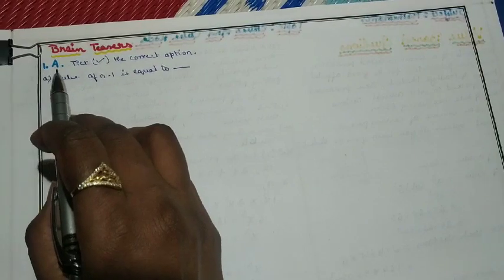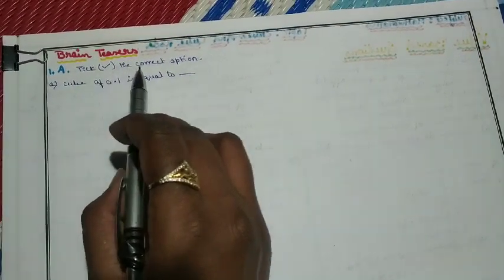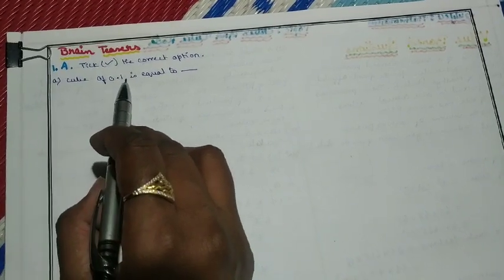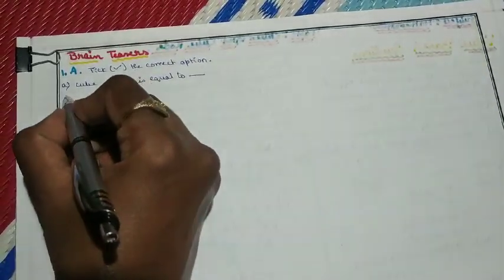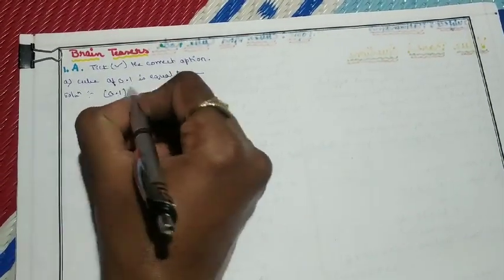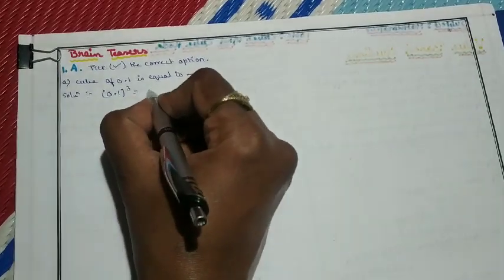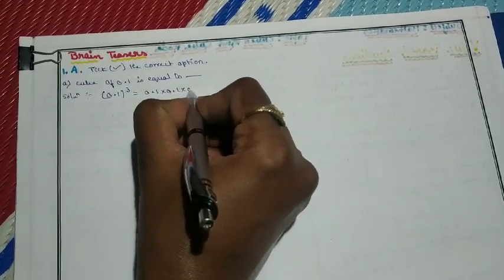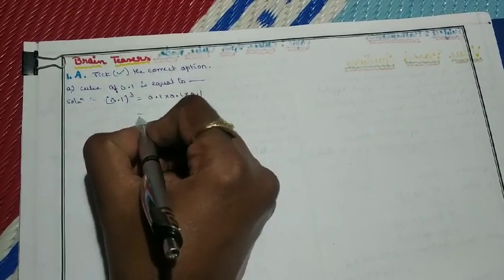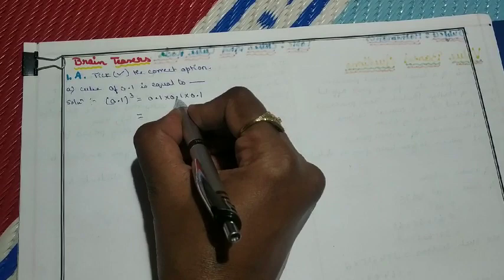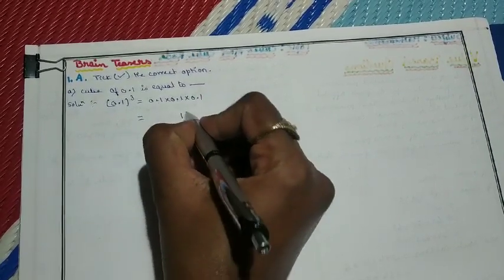Brainteasers, first question, A main. Tick the correct option. In the first question, cube of 0.1 is equal to. So the question asked is cube of 0.1, which is nothing but 0.1 cube. So 0.1 cube is nothing but 0.1 into 0.1 into 0.1. We know that 1 ones is 1.